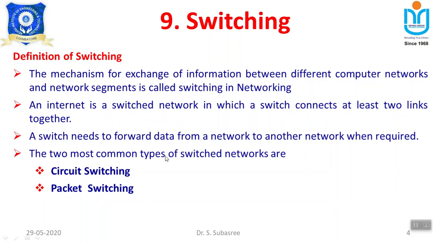And here each switch will forward data from one network to another network when it is required. That means when a system which is available in one network wants to transfer data to another network, then that time this switch will help us to transfer the data or forward the data from one network to another network. Generally, these switches are classified into two major categories. One is called circuit switching and another one is called packet switching.